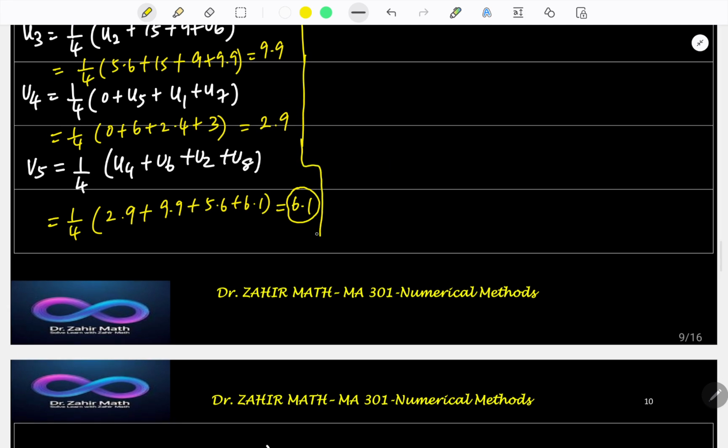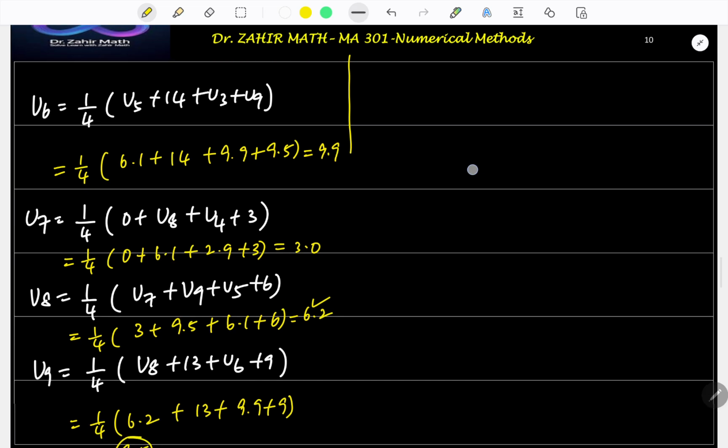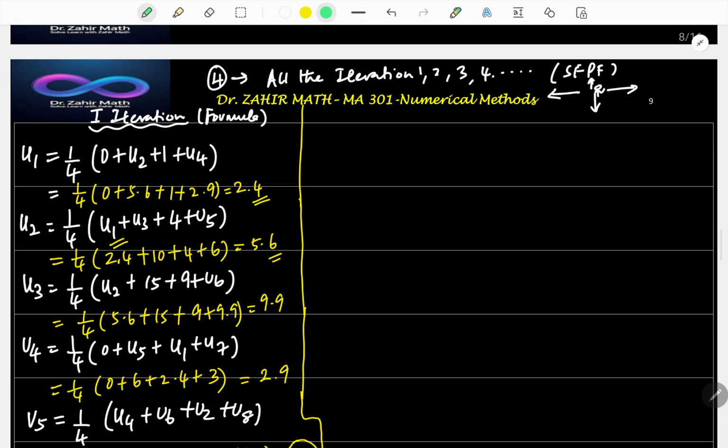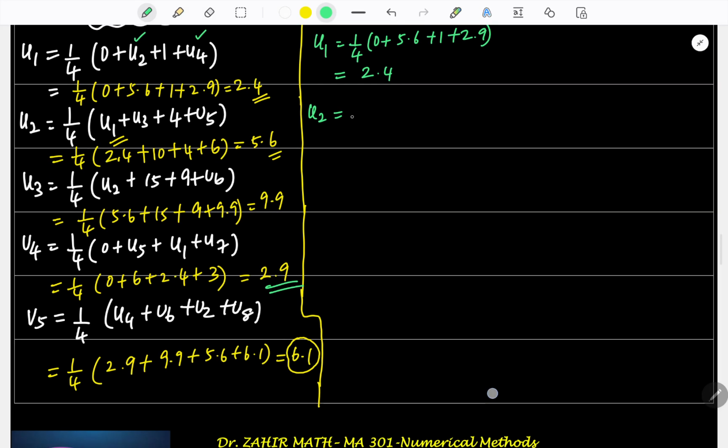In the second iteration, you are going to use only the calculator. Keep in your mind, you are not going to write anything in the paper. So just you write u1 is equal to, take this formula, okay? So what you are going to write, which is 1 by 4, right? And in the calculator, 1 by 4, you write 0 plus and u2, which is 5.6, okay? And then plus 1 plus u4. u4 is the nearest one, this one, 2.9, okay? Right. So which is equal to what? 2.4.